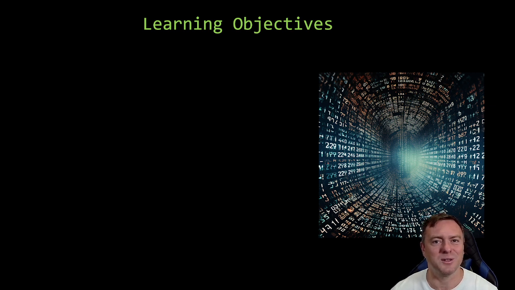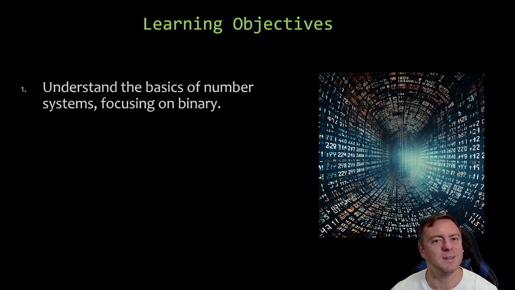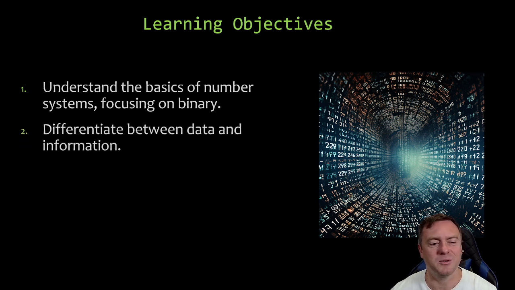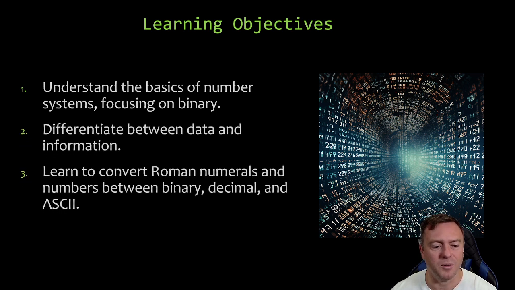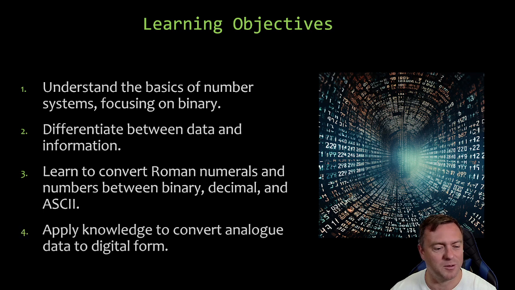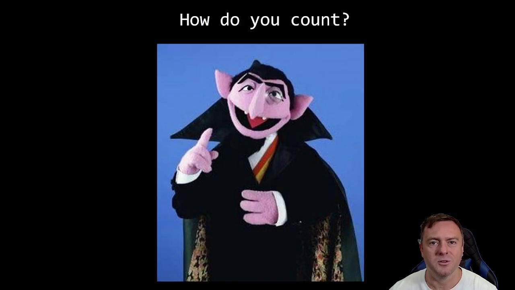I'm going to unpackage what the learning objectives are for today. So we're going to understand the basic number system, where we're going to focus on binary. We're going to differentiate between data and information. We're going to learn how to convert between Roman numerals, and then also how binary and decimal sort of connect between each other with a little bit of ASCII, and then apply that knowledge to convert analog data into digital format.